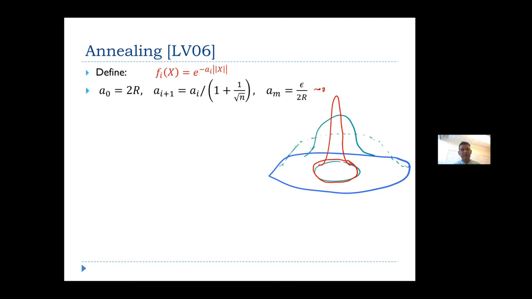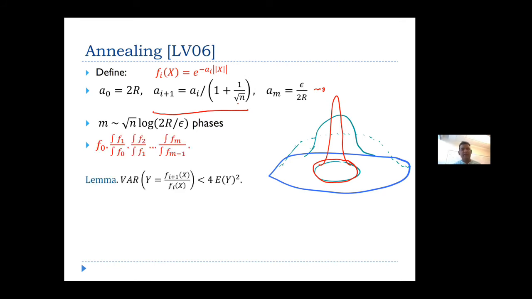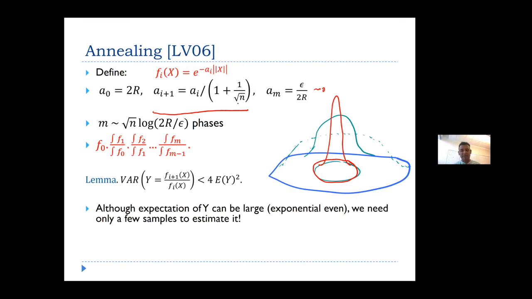And notice here the important change: we are going to change this coefficient at a rate of 1 plus 1 over root n. Not 1 plus 1 over n, but 1 plus 1 over root n. And that means that the number of phases will only be root n times a log factor. And this is still okay. The reason is that even though you're doing only root n phases, the variance of this estimator turns out to be constant. I mean, the variance is at most a constant times the square of the expectation. So you still need only 1 over epsilon squared samples in each phase, and m over epsilon squared samples if you're doing m phases.